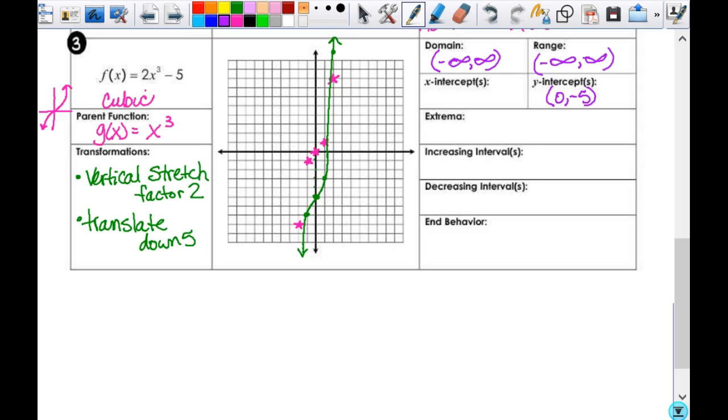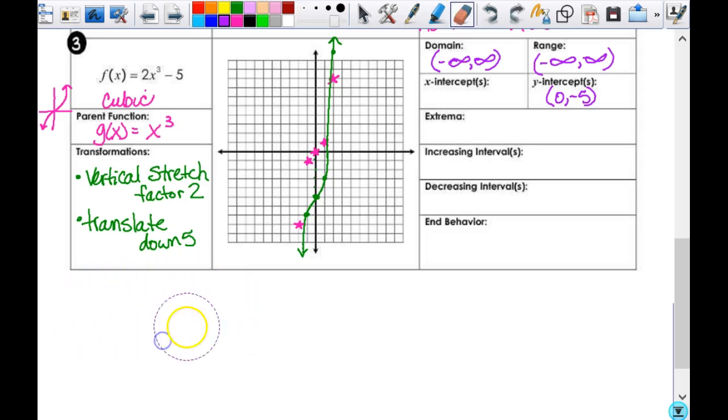How do I find my x-intercept? Set y equal to 0. Be very careful with setting the equation equal to 0, because what that means is f of x equals 2x cubed minus 5 equals 0. That's not what you're doing. If you're setting this equal to 0, that's not an equation, right? That's an expression.